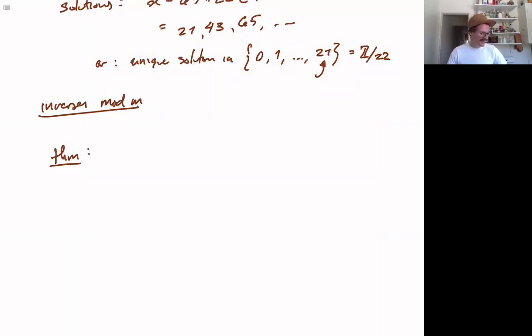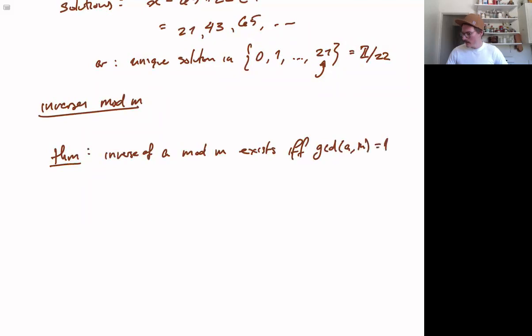Theorem. An inverse of A mod M exists if and only if the greatest common divisor of A and M is 1. So if and only if A and M are relatively prime. And let's go ahead and prove this.